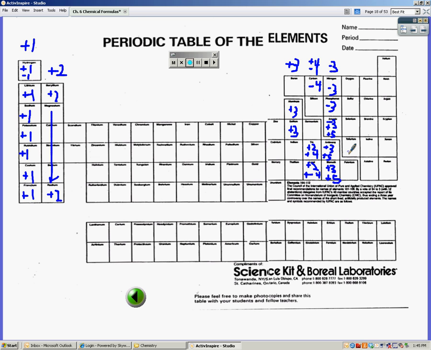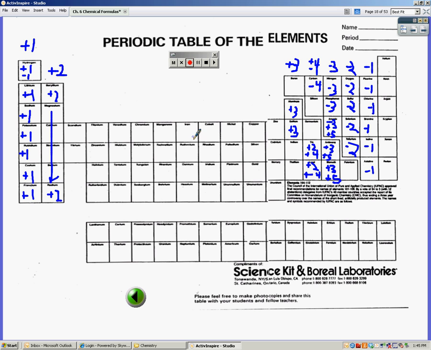Then the next group is mostly non-metals, so it's negatively charged, -2. So -2 all the way down except for the last one. And then group 17 or 7A is all, for the non-metals, -1, all the way down. And then the last group here are your noble gases, and they are happy the way they are, so they don't form ions at all.